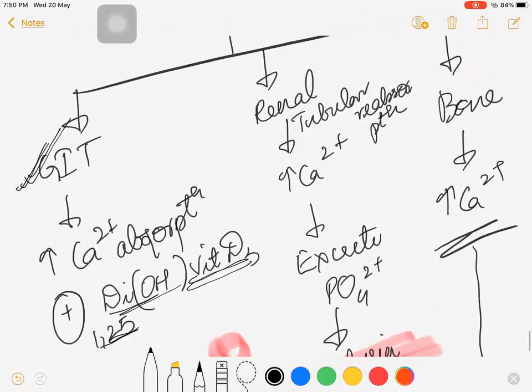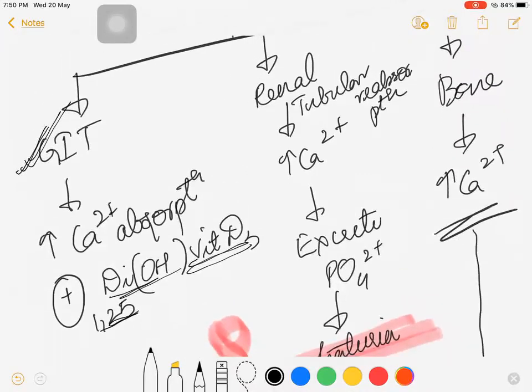So parathormone has gone to the GIT and told it to absorb calcium. The GIT told it to get calcitriol, so it went and got calcitriol. Calcium is absorbed, done. But still the serum calcium level continues to be low. So the next system it goes to is the renal system. It goes to the kidneys and tells them to reabsorb a lot of calcium and help maintain the serum calcium levels high.